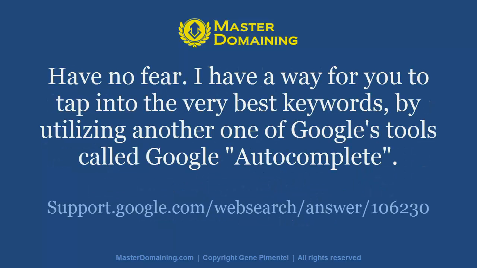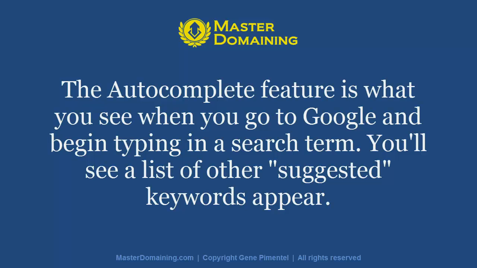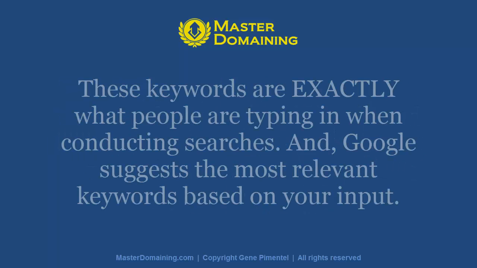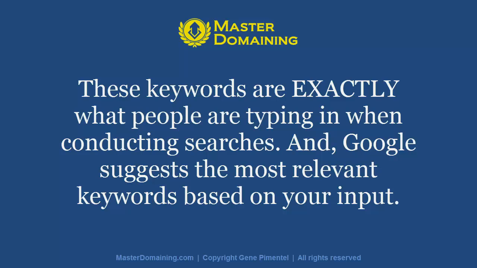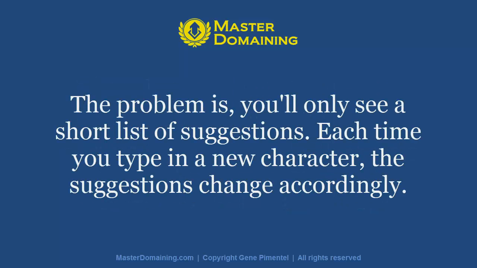But have no fear, I have a way for you to tap in to the very best keywords by utilizing another one of Google's tools called Google Autocomplete. And you can learn more about that feature at this link. The autocomplete feature is what you see when you go to Google and begin typing in a search term. You'll see a list of other suggested keywords appear. These keywords are exactly what people are typing in when conducting searches, and Google suggests the most relevant keywords based on your input. The problem is, you'll only see a short list of suggestions. Each time you type in a new character, the suggestions change accordingly.